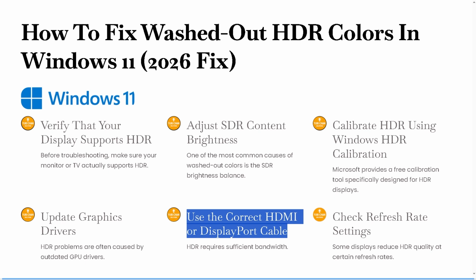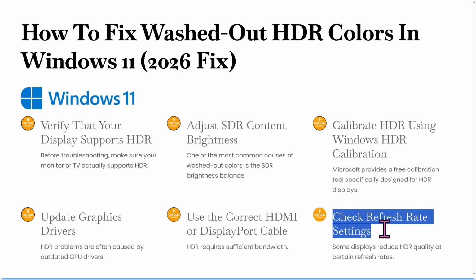And then last is going to be checking the refresh rate settings. Some displays reduce HDR quality at certain refresh rates. To test it, open Settings, go to System, select Display, and then click Advanced Display. I want you to lower the refresh rate temporarily. For example, if you are using 240 Hz, you might want to lower it to 144 Hz. If you're using 165, you might want to turn it down to 120. If HDR improves, bandwidth limitations may be affecting image quality.